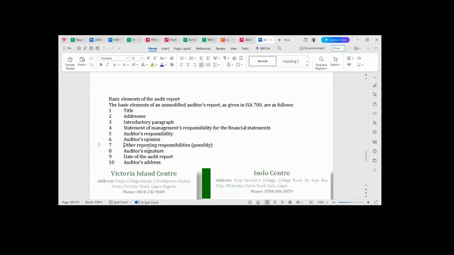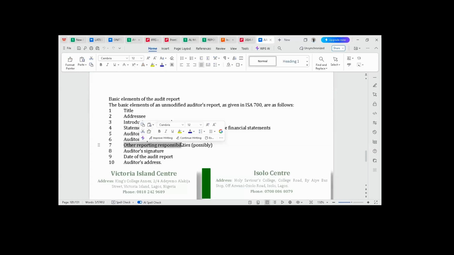And this next one, other reporting responsibilities. What this one means is not all the time. If your auditor is auditing a company that is a private company, this may not be applicable. But if you're auditing a company that is a PLC, other responsibilities means maybe the company has been involved in corporate social responsibility. Okay? If the company has been involved in corporate social responsibility, you have to state it, you have to put it here. All right?